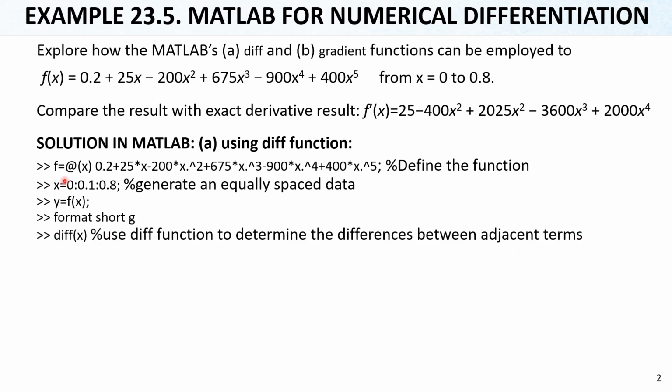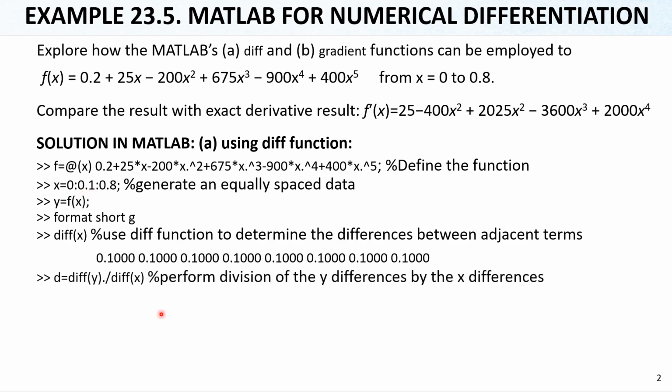When you use the diff function here, it determines the differences between adjacent terms. We have x terms here and y functions for these. When you use diff x, it uses the differences of x's. All of them are actually 0.1, because from 0 to 0.8 we increase the values with 0.1 increments, so h is 0.1. Then let's do the same with diff y, and we will get the differences between y's. Then the differences between y's will be divided by the differences between x's to perform the division of the y differences by the x difference.